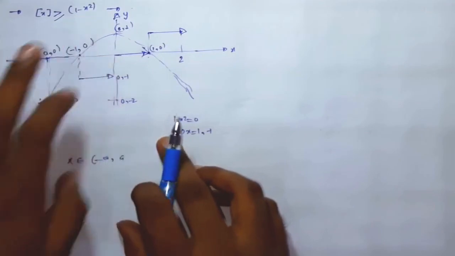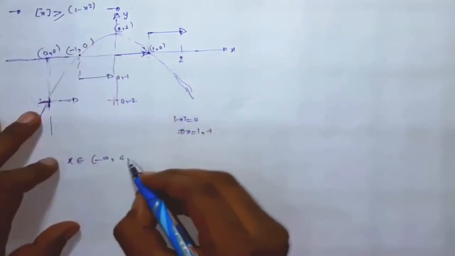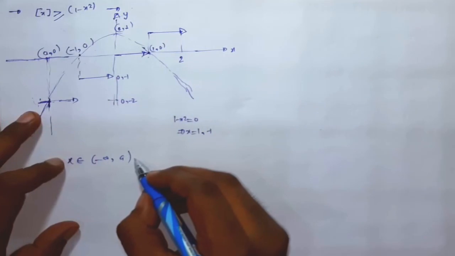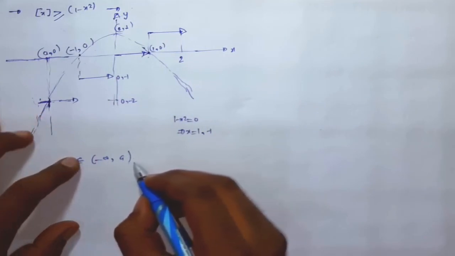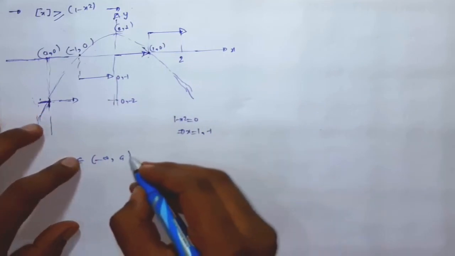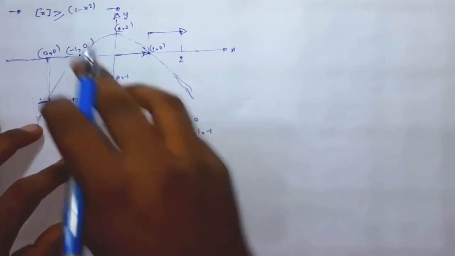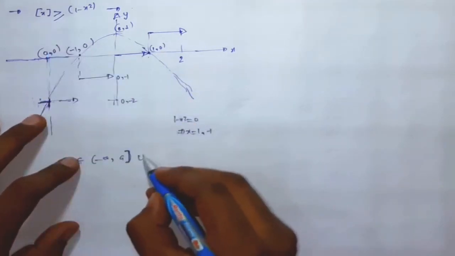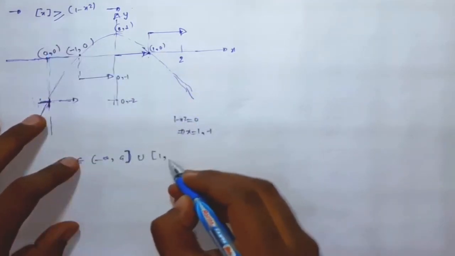So minus infinity to a, and I am going to include this a because the equality sign is there. Union 1 to infinity. So we need to calculate the value of a.